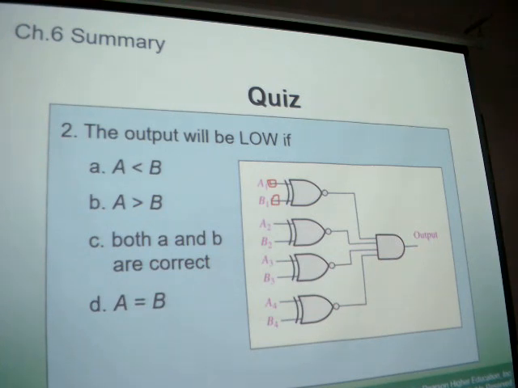If A1 equals B1, the output will be 1, right? Yeah. If A2 equals B2, the output will be 1. A3 equals B3, the output will be 1. A4 equals B4, then the output will be 1. So, 1 and 1 equals 1.